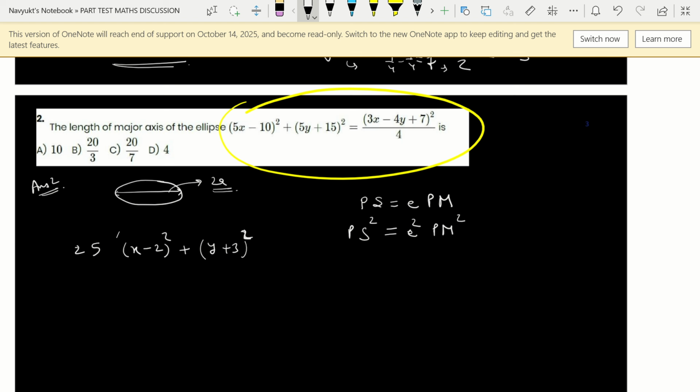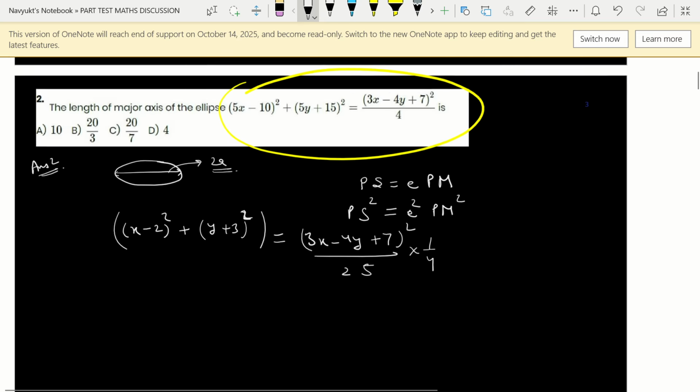So here we have 25 equals to, again, notice we have (3x minus 4y plus 7) whole square, right? What we would be doing is sending this 25 down. In this (3x minus 4y plus 7) whole square, we would be sending this 25 down. So let's get it here. Here we have 25, and obviously 1 by 4 is also there.